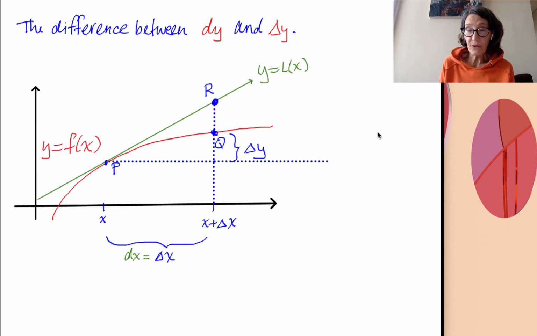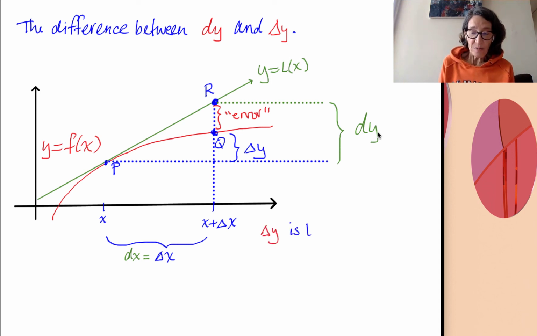But dy is different. So delta y is the change in y on the red curve. But dy is the change in y on the green line. So we can see here from the picture that delta y and dy are not the same. And the difference between those two y-coordinates, we call that the error. Because if we want to use the y-coordinate of the point R to approximate the y-coordinate of the point Q, we know we're off by a little bit. And the amount that we're off by is called the error. And we can see from the picture how much it is.